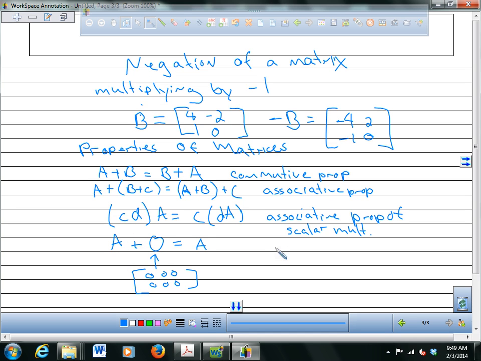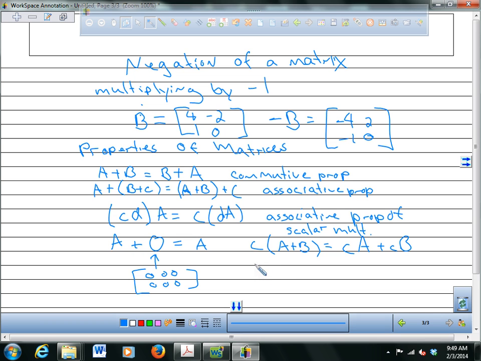And then the last two are the distributive property, which you probably know looks like C times A plus B is equal to C big A plus C big B. So if I multiply the sum of two matrices by a constant, which is what a scalar is, then that's equal to multiplying the first matrix by C and the second matrix by C and then adding them together. And that also works in reverse, right?